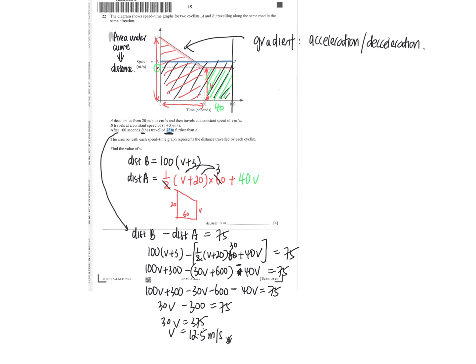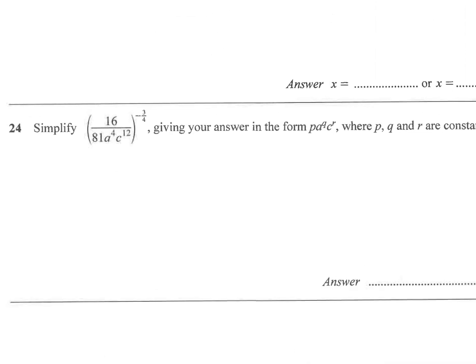23 needs algebraic fraction. Don't need. 24 indices, need. Okay, this one, 24 indices.